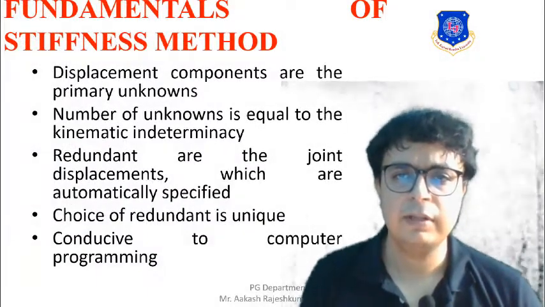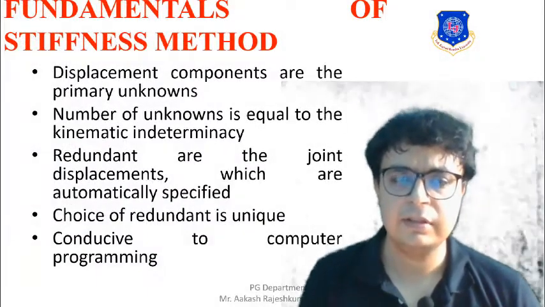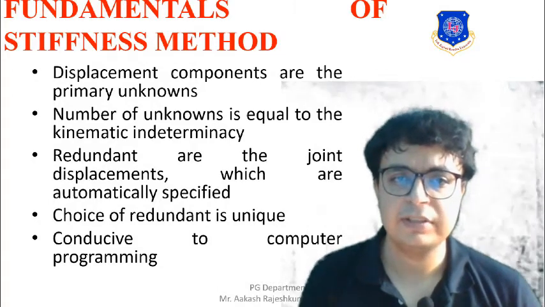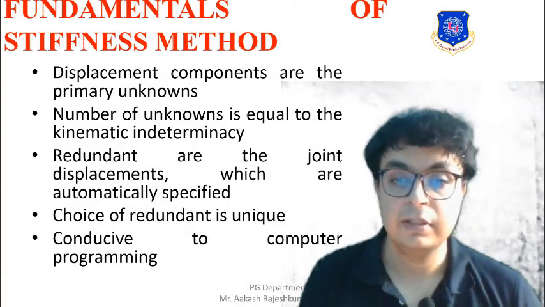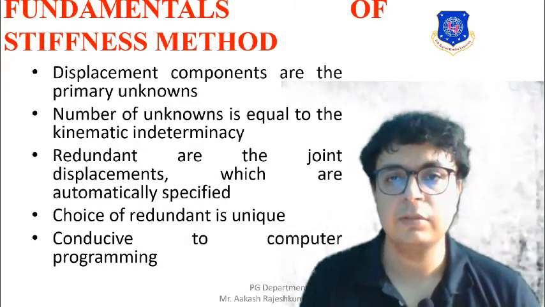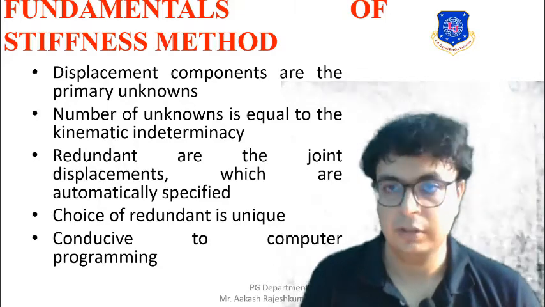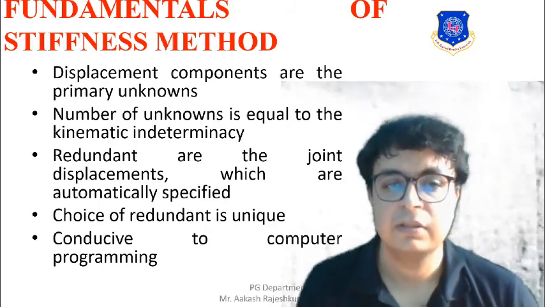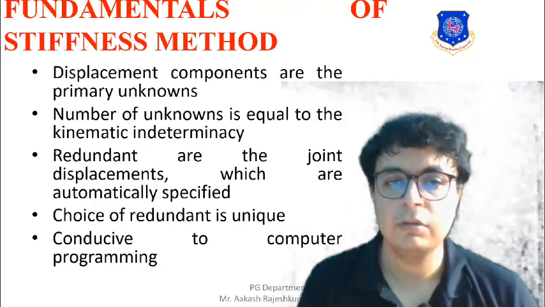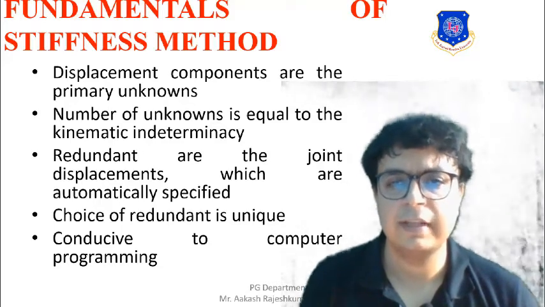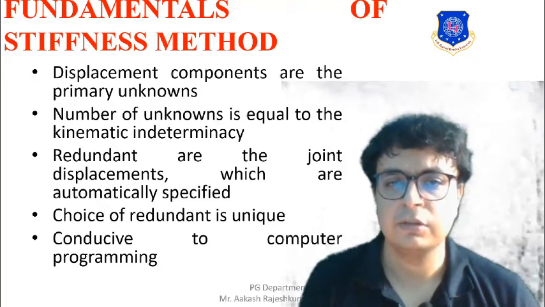Basically, for the fundamentals of the stiffness method, the thing that is required to know is that the displacement components are the primary unknowns. Basically, why are we solving the sum? We are solving the sum to find the unknowns, and here the primary unknowns will be our displacements. The number of unknowns is equal to the kinematic indeterminacy. This will be the first step for any kind of example related to the stiffness method.